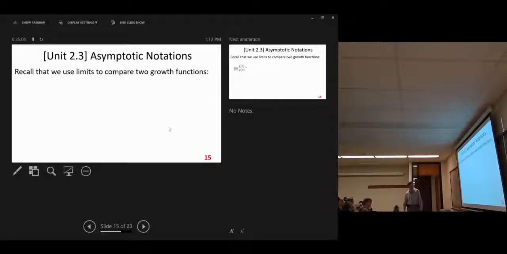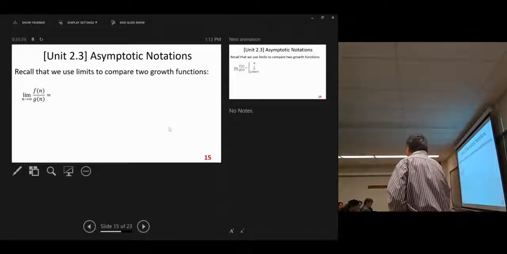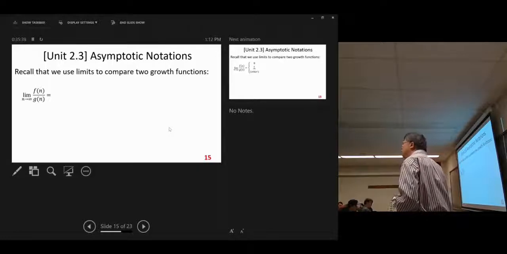Recall that we use limits to compare two growth functions. We just did it, so let's look at that computation again. But this time we look at the general limit: F function over G function, general function. Because we want to use a general theory to describe which growth function is faster, which growth function is slower. General theory of it.